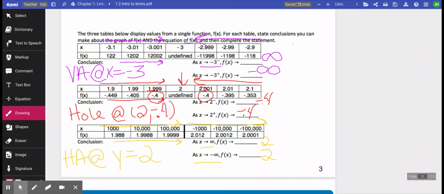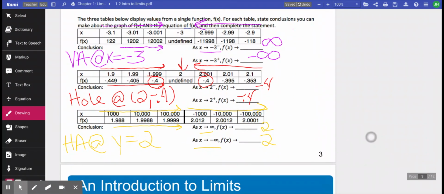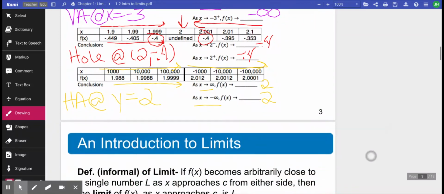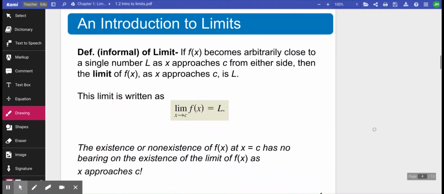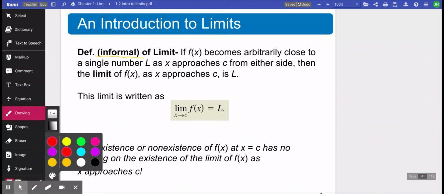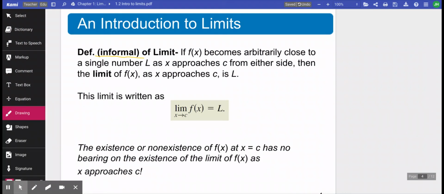Okay, so let's go ahead and move on because obviously we're not just doing pre-calc in here, we're doing some calculus. So there's this super important concept called a limit, and this is an informal definition, I'll explain that in just a second: as x approaches c, if f of x becomes arbitrarily close to a single number L, it's got to be a number, all right? As x approaches c from either side, then the limit of f of x as x approaches c is L.